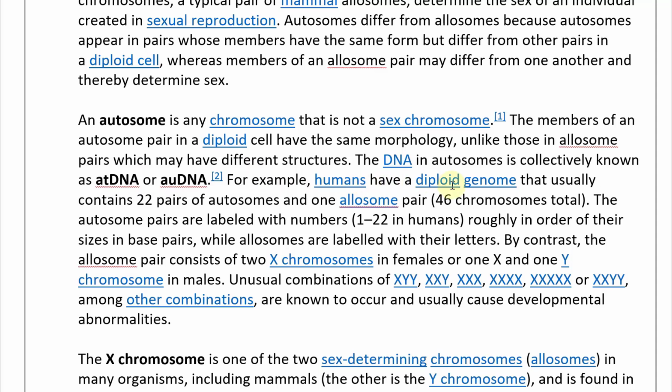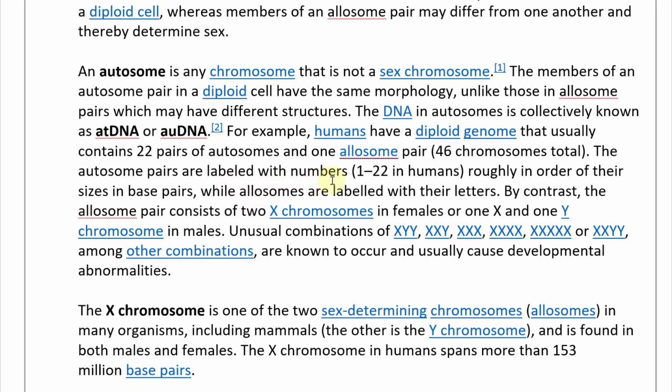For example, humans have a diploid genome that usually contains 22 pairs of autosomes and one allosome pair, which is 46 chromosomes total. So you have 22 pairs of autosomes times 2, that's 44, and then you have a pair of allosomes, so plus 2, that's 46, or 23 times 2. The autosomes are labeled with numbers 1 to 22 in humans, roughly in order of their sizes in base pairs, while allosomes are labeled with their letters.